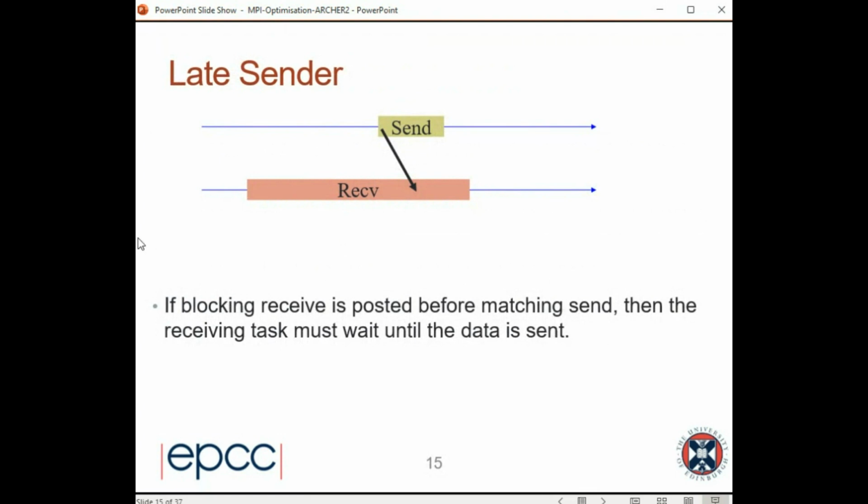Okay, so this is time going from left to right. We have one process issuing a receive. It issues it here, but the receive cannot complete because the send hasn't been sent yet. So this receiver is blocked in the receive until the send is coming. So this process is waiting in the receive until the other process sends us the data. So a late sender is when a blocking receive is posted before a matching send, and the receiving task must wait until the data is sent.